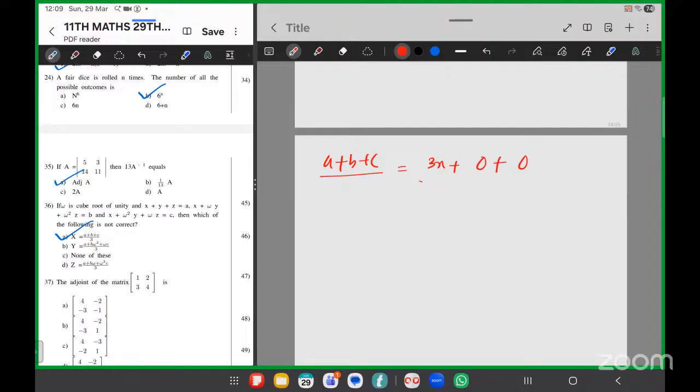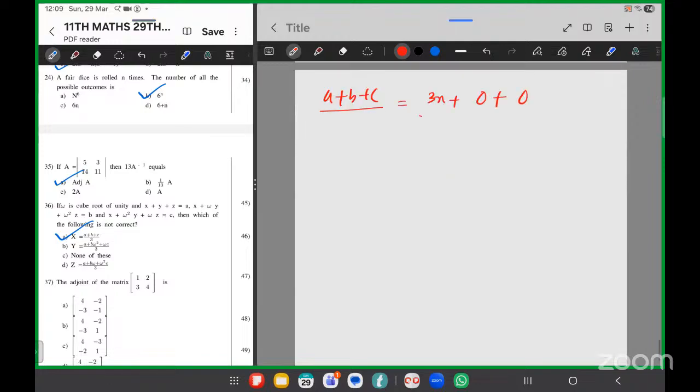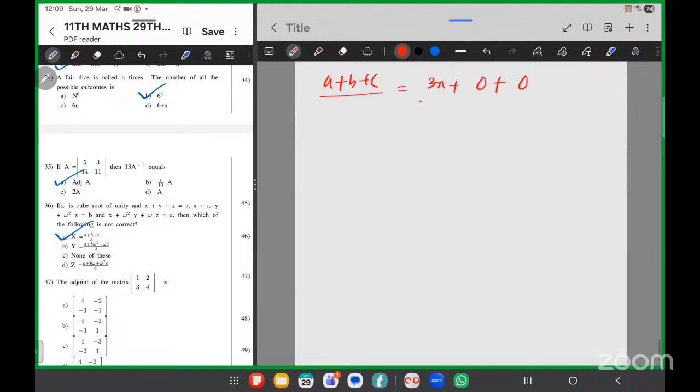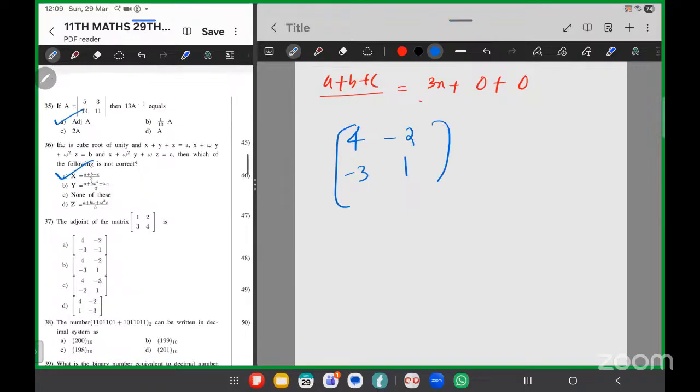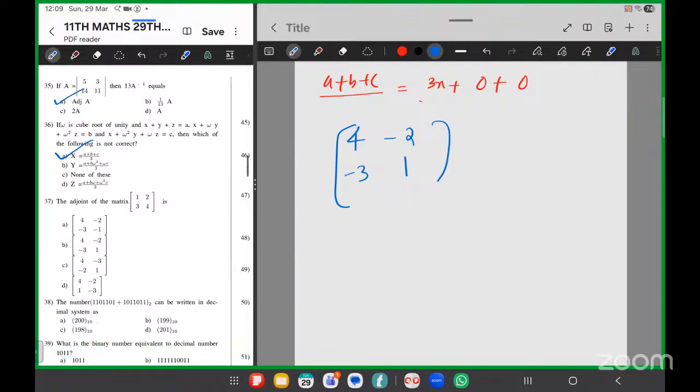Then question number 37. The adjoint of the matrix. If you want to calculate adjoint, simply replace the diagonal element, interchange. It will become 4 and 1. Non-diagonal element कुछ नहीं करना है, उसका sign change करना है. 4 minus 2 minus 3 1. 4 minus 2 minus 3 plus 1. So option B is the correct option.